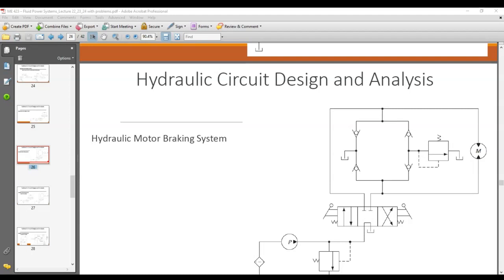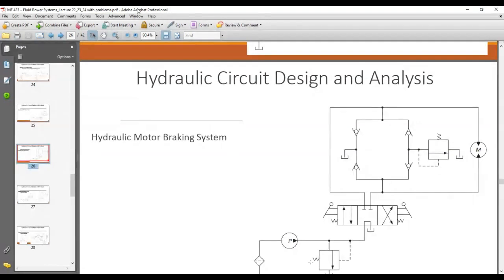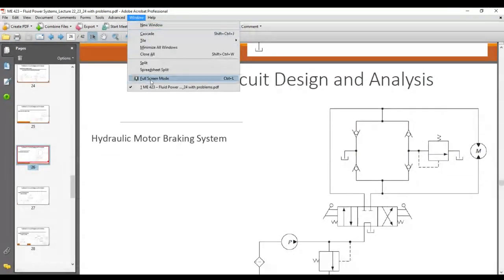Okay, I'm going to start now. Few circuits are left, so we're going to see those circuits quickly, and then we'll jump to some problems. So we stop at this point: hydraulic motor braking system. We discussed this completely.